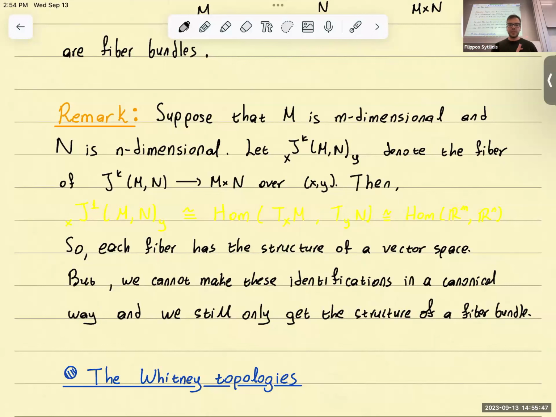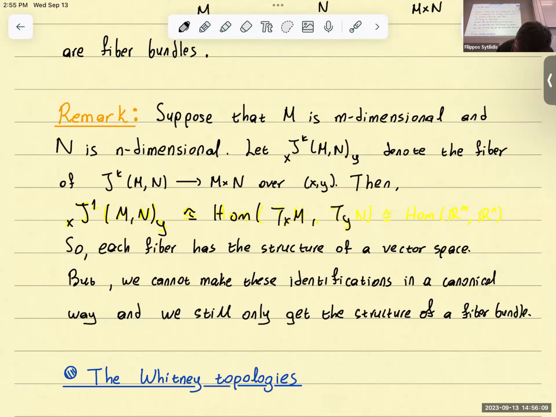I just wanted to say that if you look at the fibers of the first jet bundle, that would be Hom(T_xM, T_yN). That's something that I can identify with maps from R^m to R^n. So it is a vector space. I just wanted to make this sort of cautionary remark.